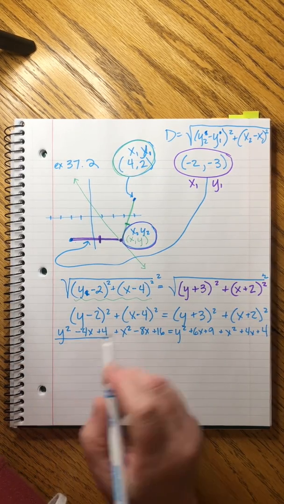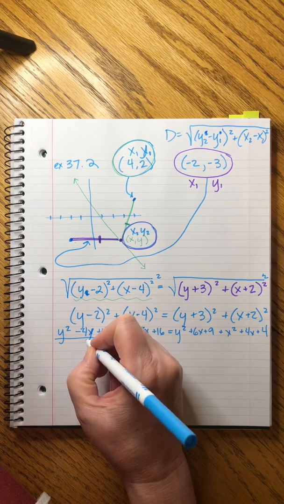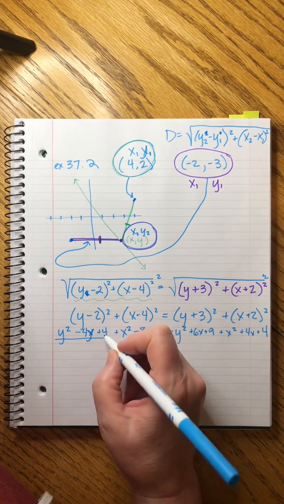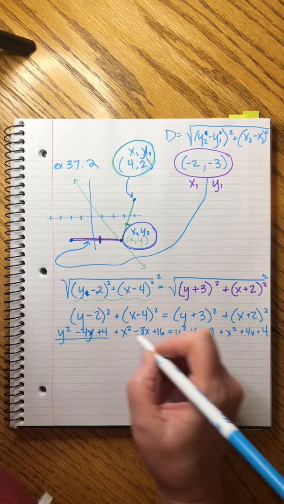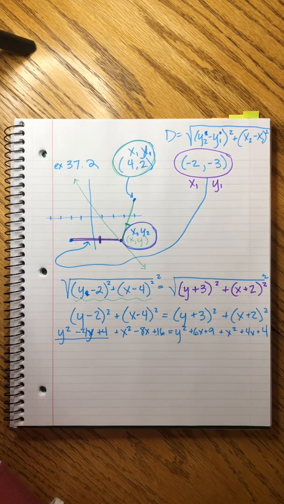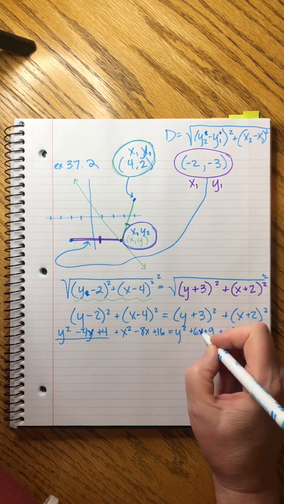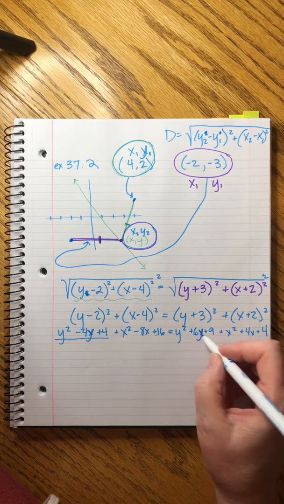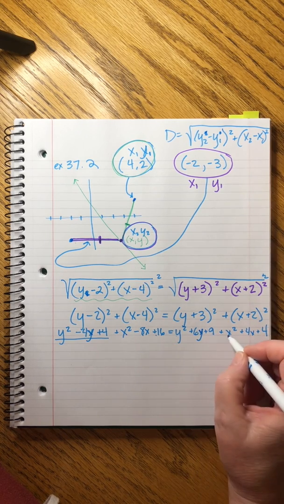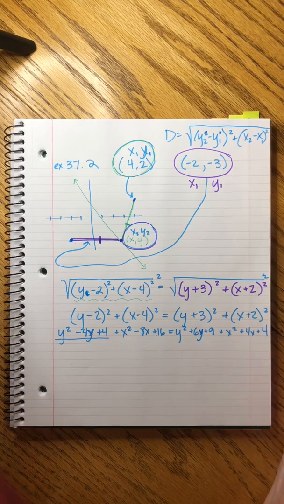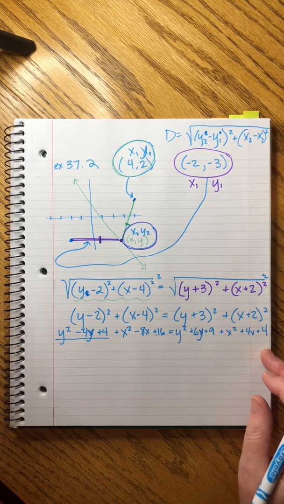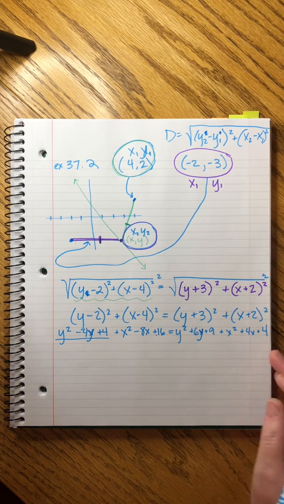Y squared minus 4y plus 4 plus x squared minus 8x plus 16. Y squared plus 6y plus 9 and x squared plus 4x plus 4. Okay? If I made any mistakes, I could compare my answer to the answer in the book, but John's done it in a different order than me, so it would take me a week to sort it all out. So let's just bravely storm in and we'll see if we got it.